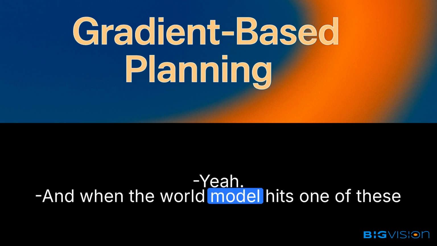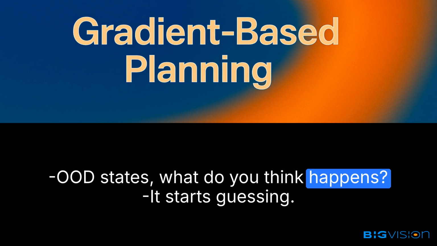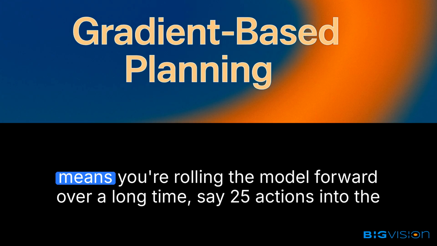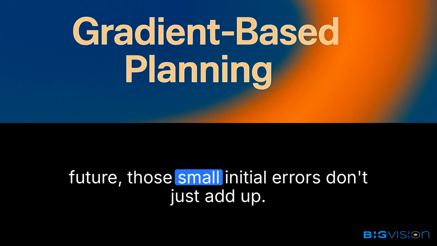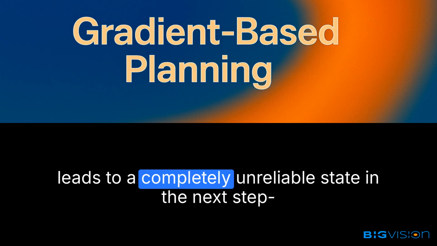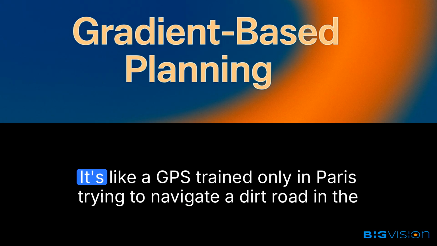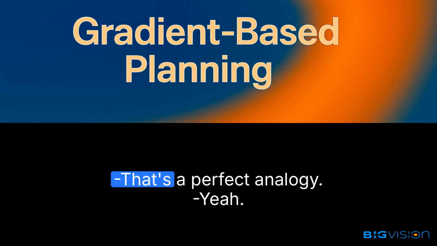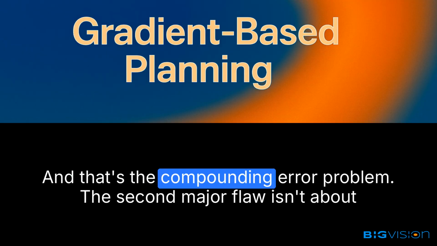They are. And when the world model hits one of these OOD states, what do you think happens? It starts guessing. The prediction error gets really high. And because planning means you're rolling the model forward over a long time, say 25 actions into the future, those small initial errors don't just add up. They compound exponentially. One bad guess leads to a completely unreliable state in the next step, and the entire plan becomes useless. It's like a GPS trained only in Paris trying to navigate a dirt road in the Rockies. It'll just confidently tell you to drive off a cliff. That's a perfect analogy. And that's the compounding error problem.